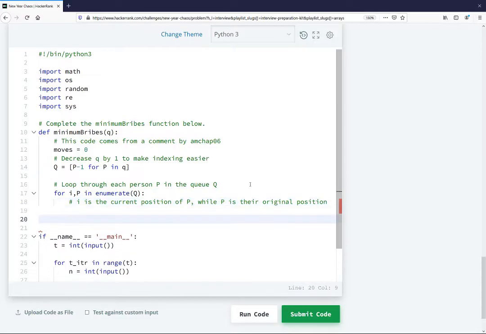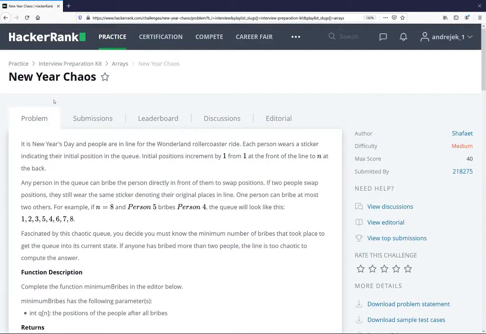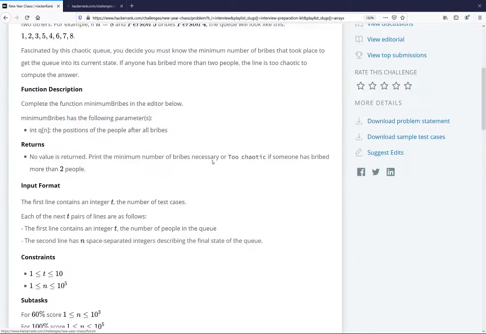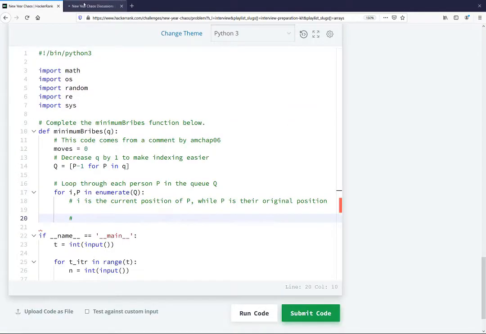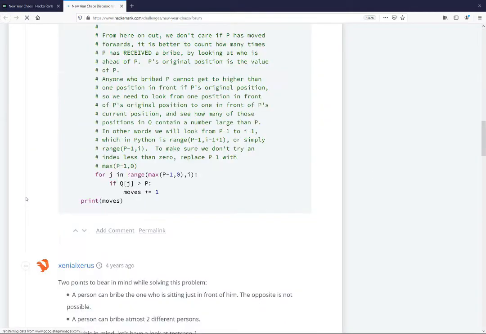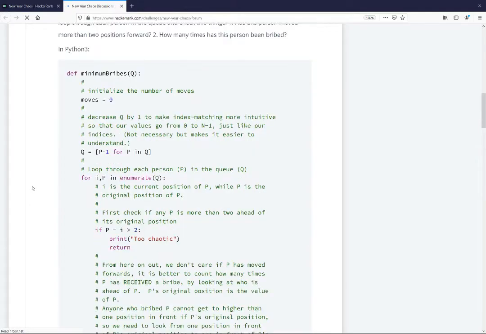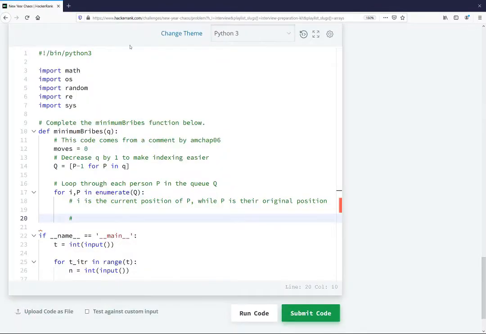So I'm just thinking about that because P is referring to the original position of person P. That seems a little, let me double check that. We'll actually go through and look at the original. Yeah, well, I is their current position and P is their original position.